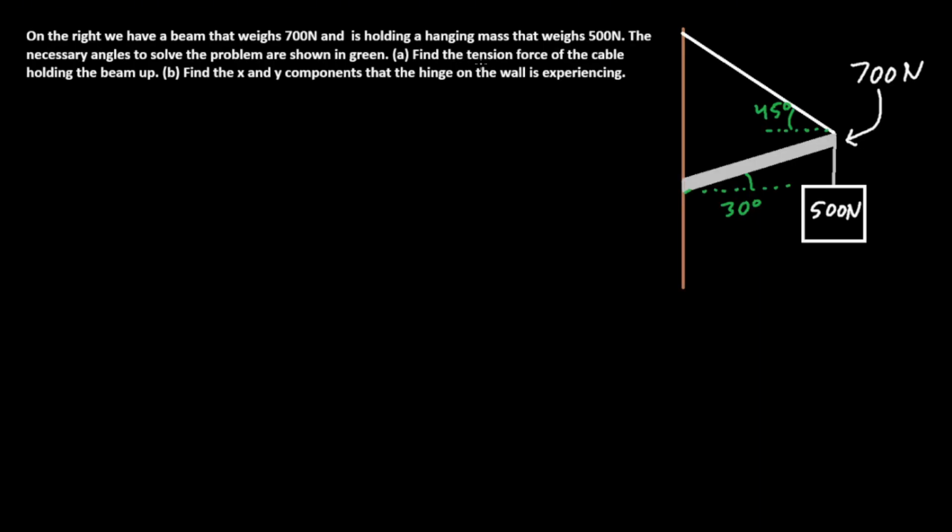For this problem, we have a beam that weighs 700 newtons and is holding a hanging mass that weighs 500 newtons. This entire beam right here weighs 700 newtons. The necessary angles to solve the problem are shown in green. So, for part A, we need to find the tension force of the cable holding up the beam.